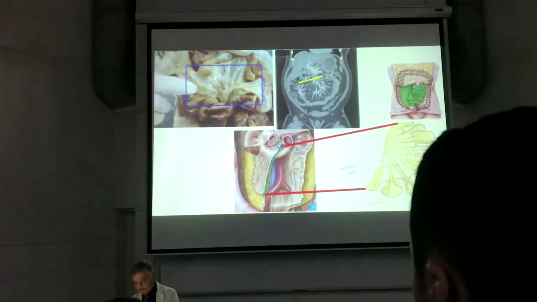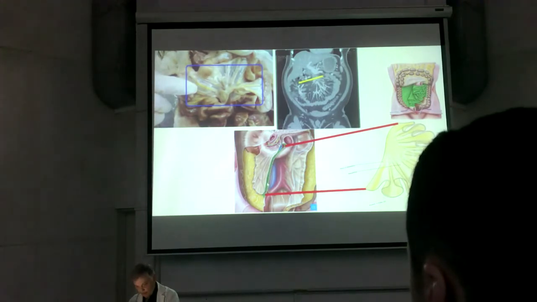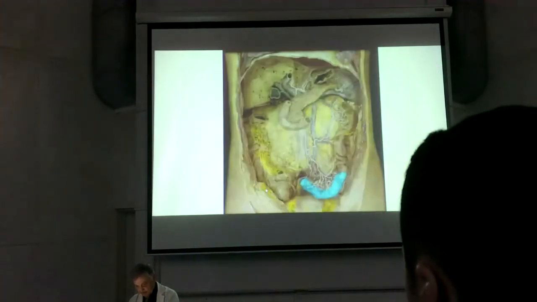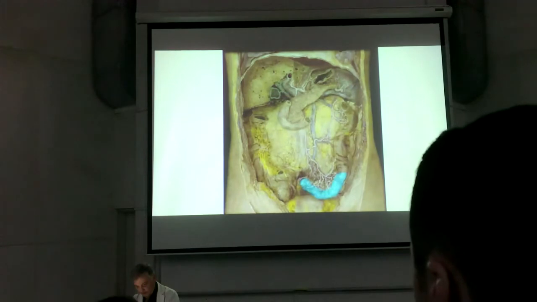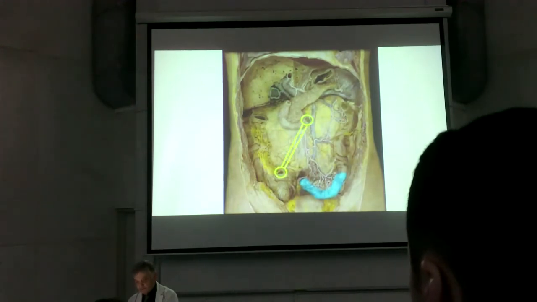Here is the mesentery of small intestine with blood vessels and arteries and veins. And here is the root of the small intestine. The sigmoid colon also has a mesentery, and this is the root of the small intestine.